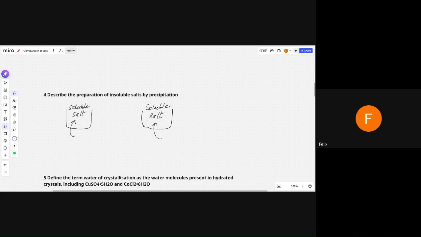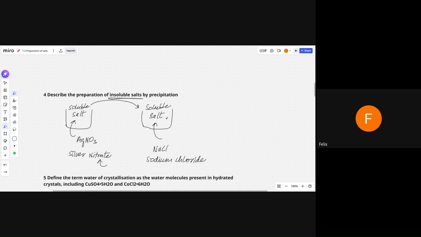Let's say we have silver nitrate here, AgNO3, which is soluble because all nitrates are soluble. And in this one we can use sodium chloride, NaCl, which is also a soluble salt. Remember, how do you prepare an insoluble salt by a precipitation reaction? By mixing two soluble salts together. You can either pour this beaker into this one or this one into that one.